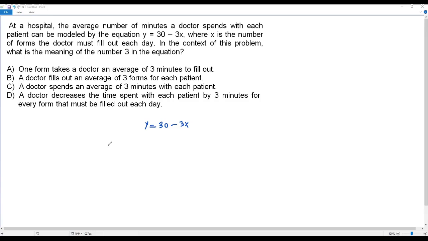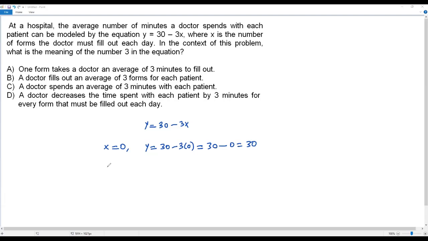So for example, let me take x = 0. That is, a doctor fills out 0 forms each day. Then how many minutes on average will he spend with each patient? For that, we have to plug in this 0 for x. Then I'm getting y = 30 - 3 times 0, and 3 times 0 is 0, so I'm getting 30. If a doctor fills out 0 forms each day, then he will spend an average of 30 minutes with each patient.